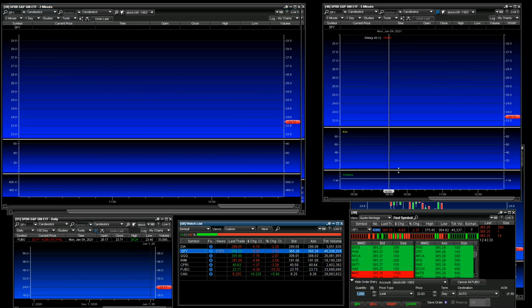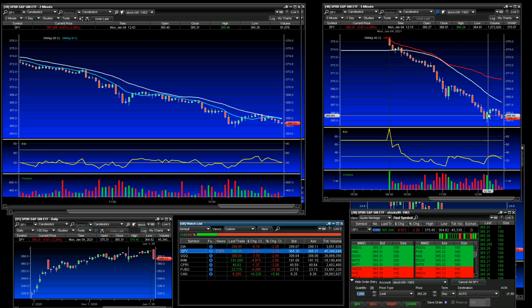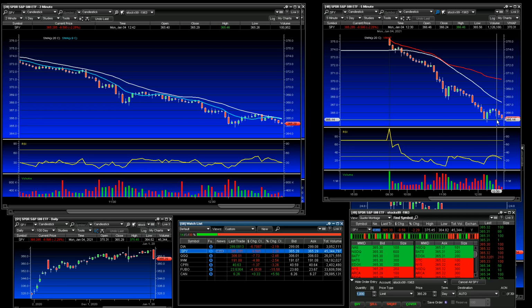The SPY tried to hammer here on the 5-minute bar, but it couldn't hold. It was posted in the room to see if it holds 366, and it couldn't. And the SPY is now about to make new lows on the day.